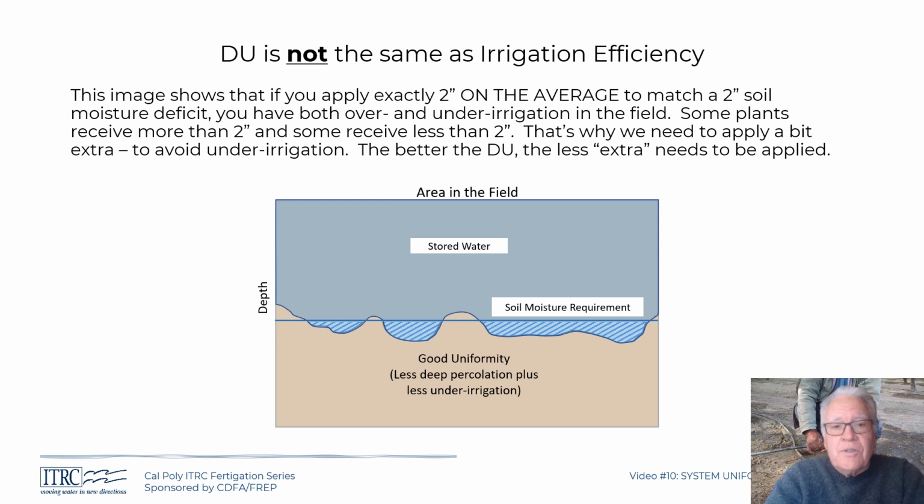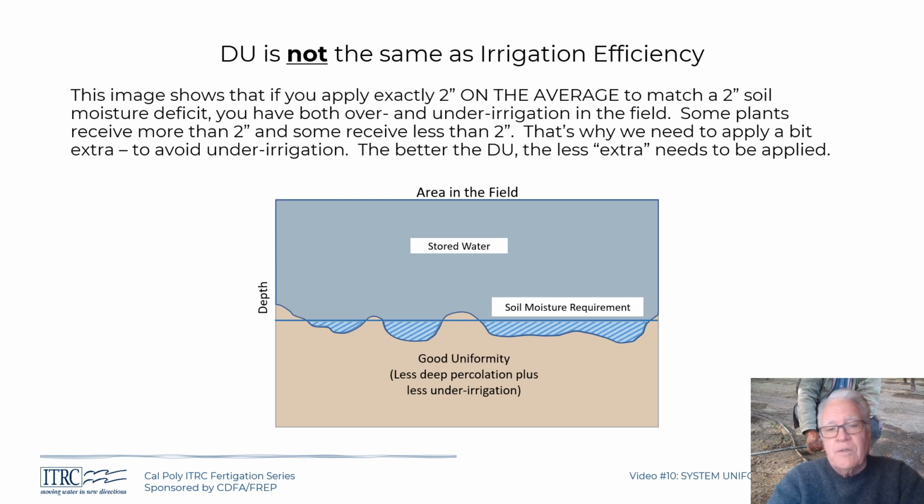If I have a 2-inch soil moisture deficit, I put on exactly 2 inches and man, I didn't waste a drop. False. What this picture shows is, let's see, average means that half the field has more and half the field has less, which means if you need 2 inches net, so dry your soil is, and you put 2 inches in on the average, that means half your field got more than 2 inches and half the field got less than 2 inches. So you have both under irrigation and over irrigation going on at the same time. Not at the same spots, but at different spots throughout a field.